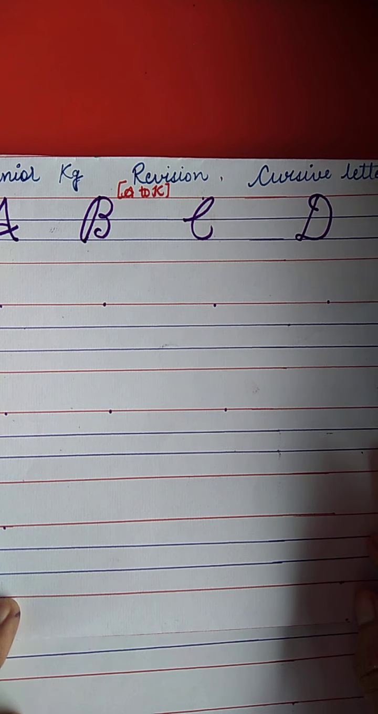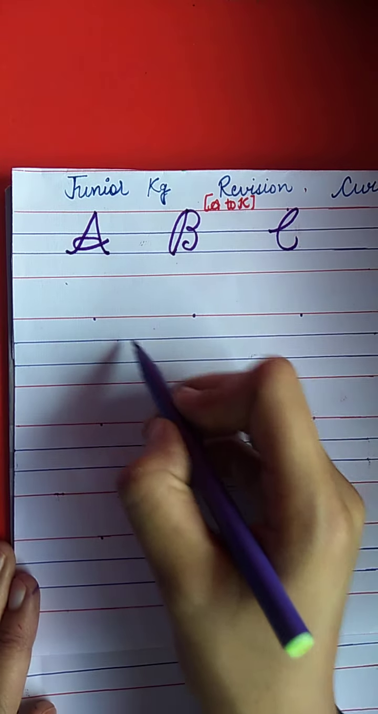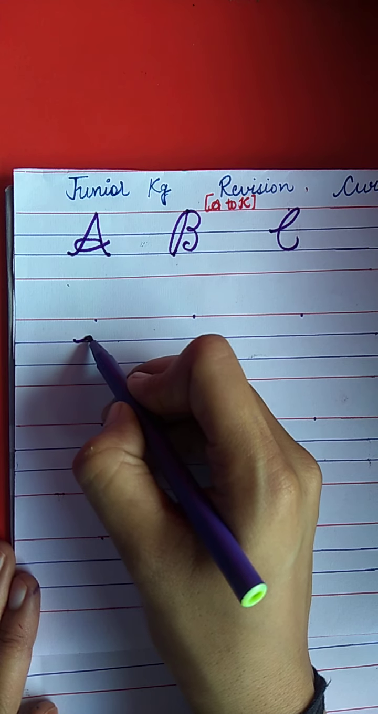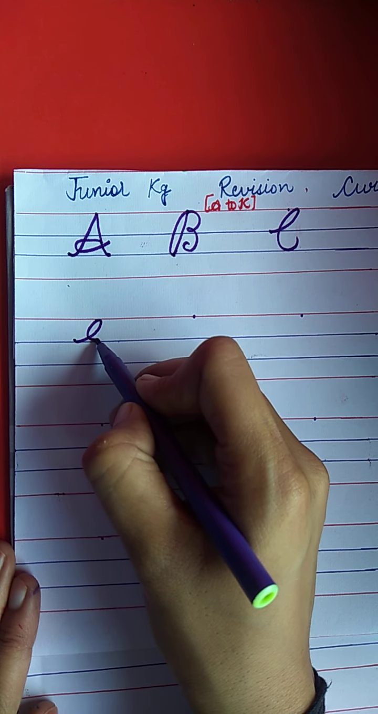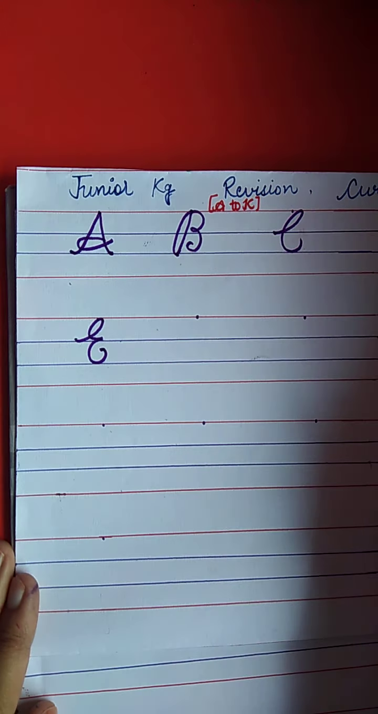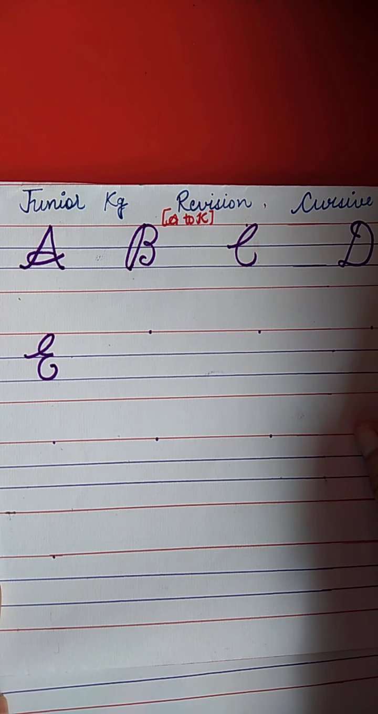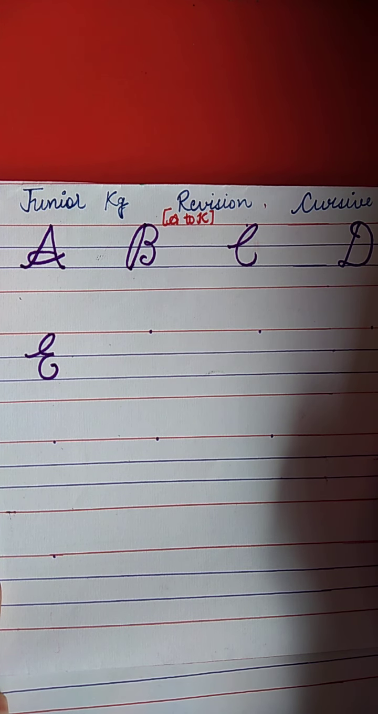Now D for duck के बाद E for elephant. Now put your pencil on the blue line, draw a curve, a semicircle, one more semicircle and stop here. This is letter E. E for elephant. What is the spelling of elephant? Speak with me. E-L-E-P-H-A-N-T, elephant.